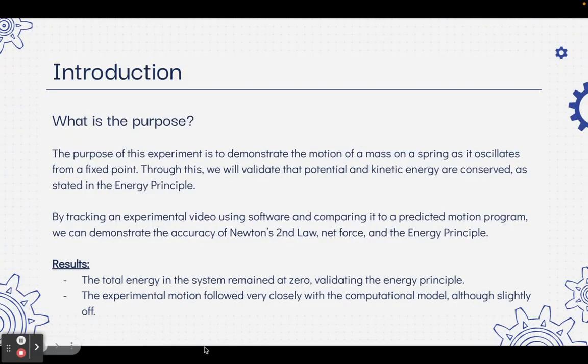So the purpose of this experiment is to demonstrate the motion of a mass on a spring as it oscillates from a fixed point. And with this, we'll validate that the potential and kinetic energy are conserved as stated in the energy principle. So by tracking an experimental video using software and comparing it to a predicted motion program, we can demonstrate the accuracy of Newton's second law, and of course, the energy principle.